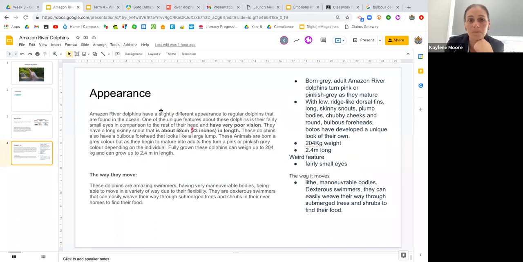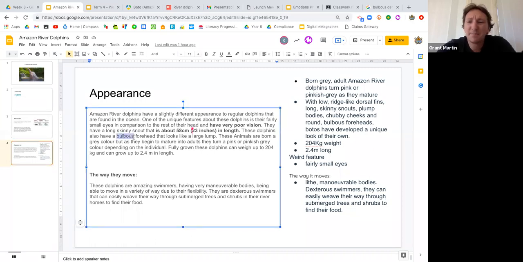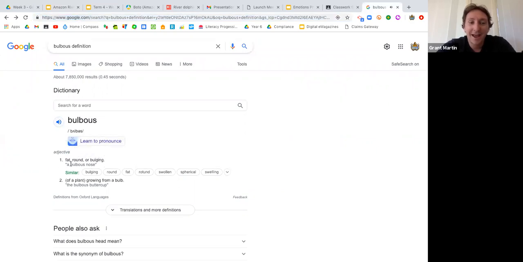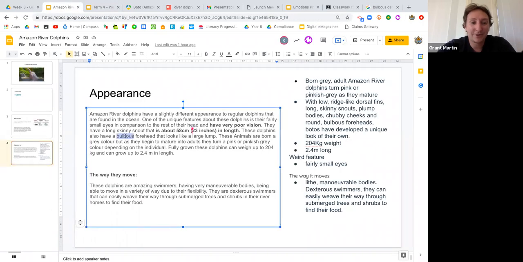Yeah. So when we were writing this part here, I thought this word bulbous was something that people might not know exactly what that means. So what I've done is I've just gone onto Google. I've just typed in bulbous definition, and then that's going to help people understand it. So you can listen to it. Bulbous. And it's fat, round, or bulging. So when I'm thinking about my river dolphin, these dolphins have a bulbous, a really fat forehead that looks like a large lump on the top of their heads.